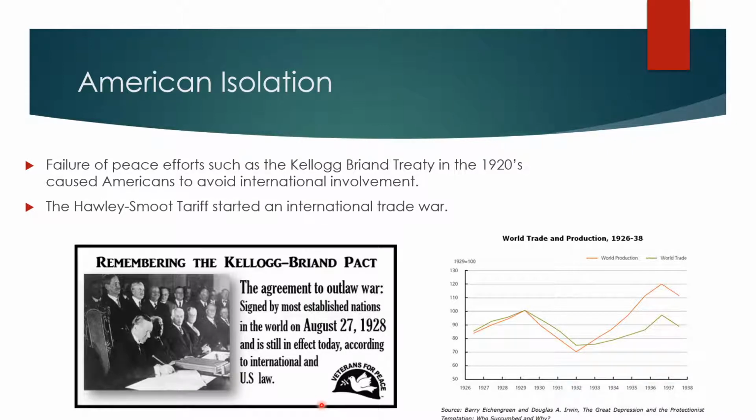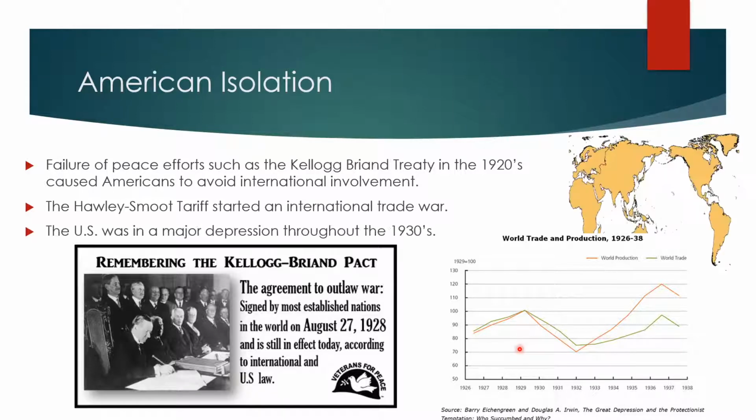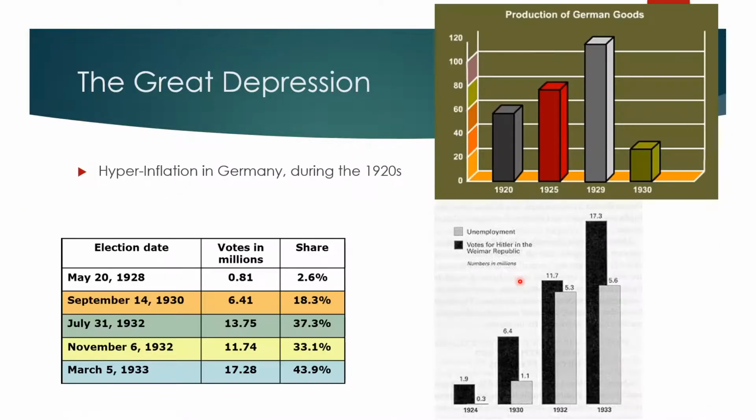It started an international trade war, and world trade severely decreased, as you can see, as a direct result of the Hawley-Smoot Tariff. And lastly, America was moving towards isolation because America as a nation was trying to get out of the Depression. It was in a major depression throughout the 1930s, and it was focusing on improving conditions at home.